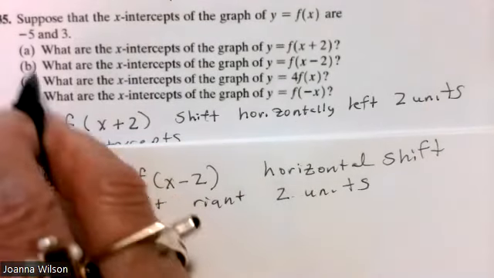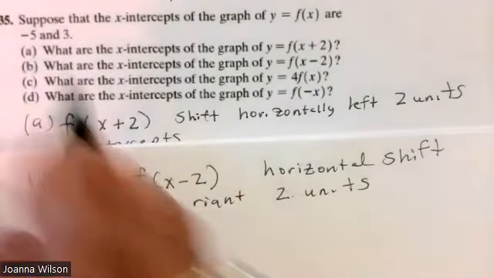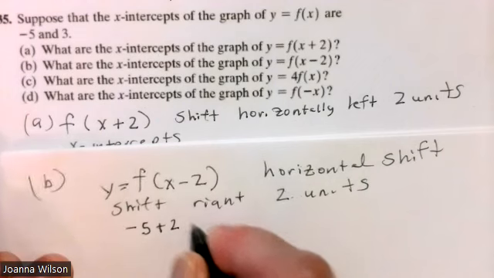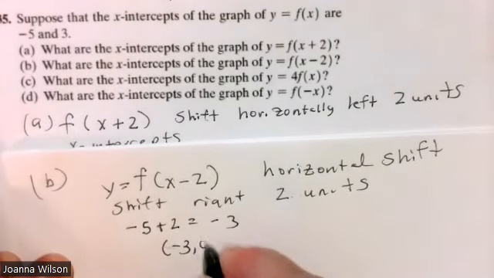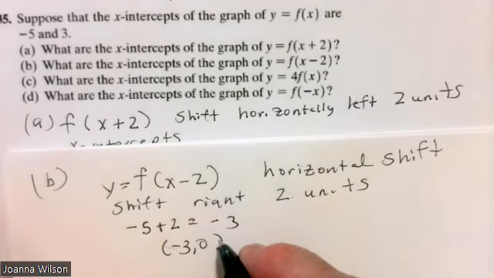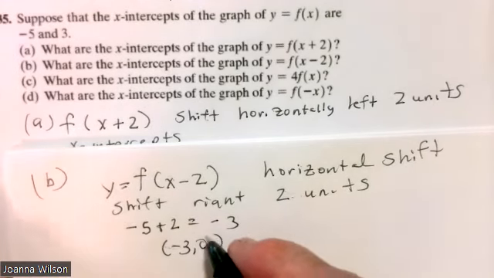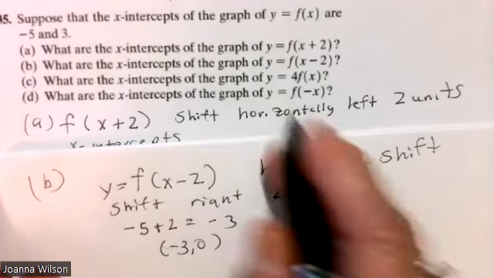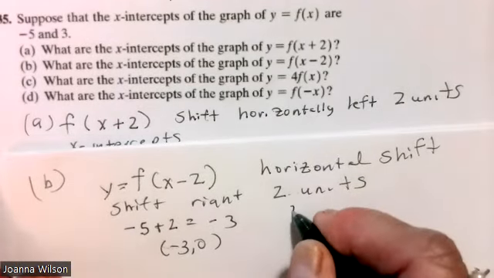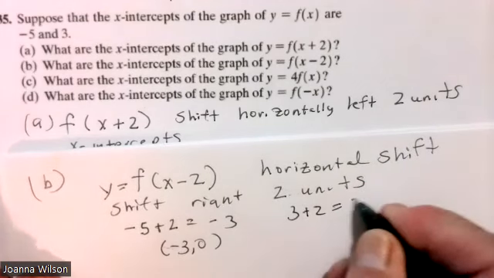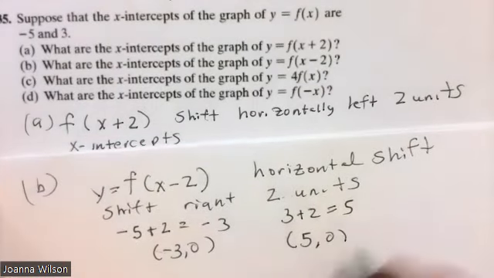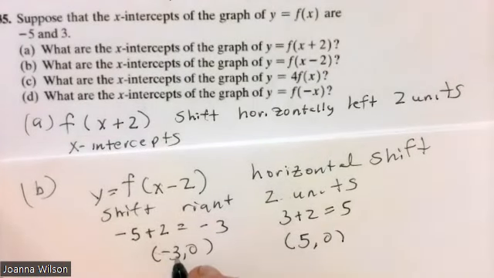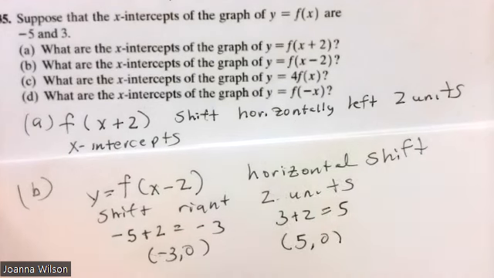So we'll take the x values, which are -5 and 3, and we'll add 2. So that'll give me -3, so now we'll have (-3, 0) as one x-intercept. And then the other one, the value is 3, and we're going to be adding 2 to it. That'll give me 5. And so the other x-intercept is (5, 0). And that was B.